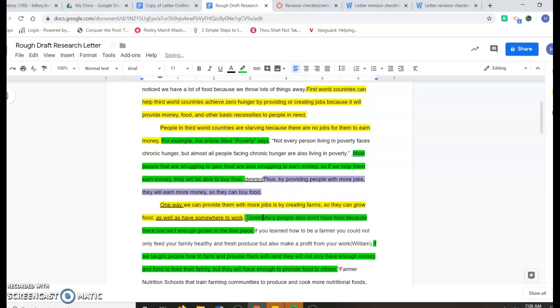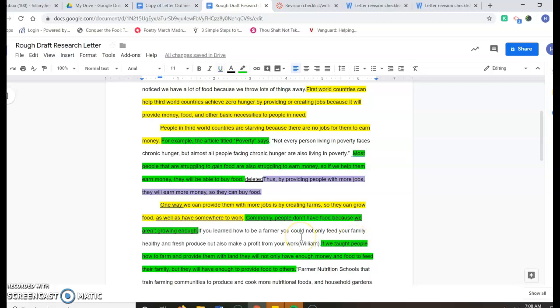I'm going to change that to "commonly, people don't have food because there isn't enough, because we aren't growing enough." So I'm rewording things now.